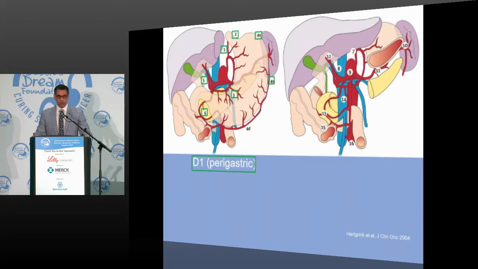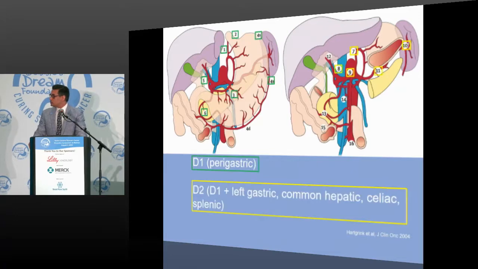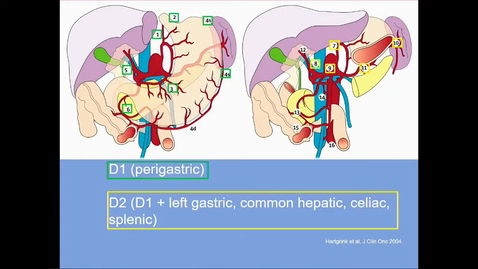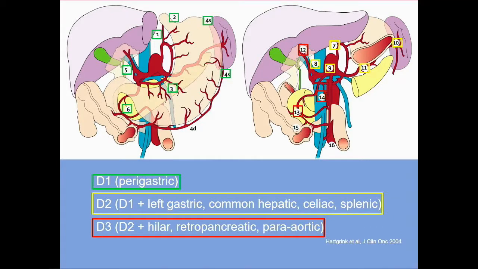So a D1 lymphadenectomy, which means just collecting the lymph nodes that are right around the stomach, a D2 lymphadenectomy, which goes a bit beyond that and collects the lymph nodes that are along the arteries and veins that supply the liver, the spleen, and that central area around where they take off. And then a D3, which is the most extensive, which takes lymph nodes from very distant locations.